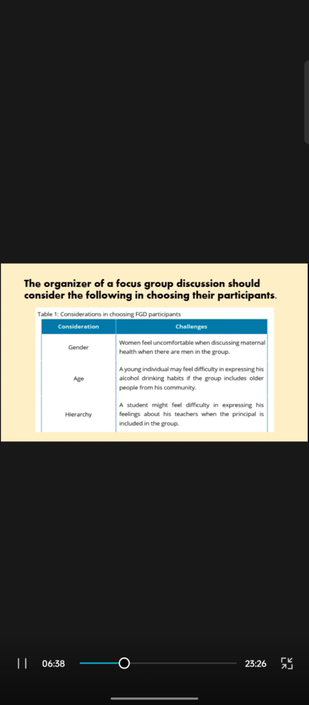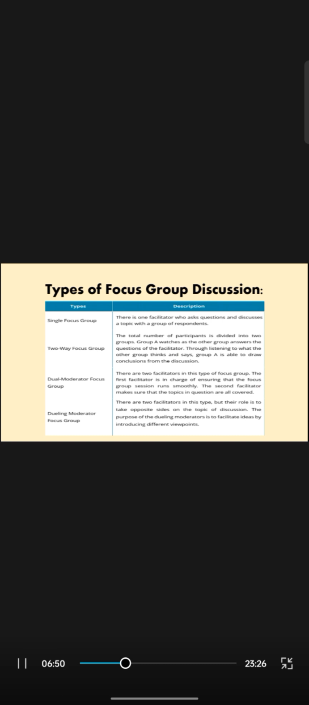The next is this question. How should we handle participants in a focus group discussion? So these are the types of focus group discussion: single focus group discussion, two-way focus group discussion, dual moderator focus group discussion, dueling moderator focus group discussion, respondent moderator focus group, mini focus group, online focus group.